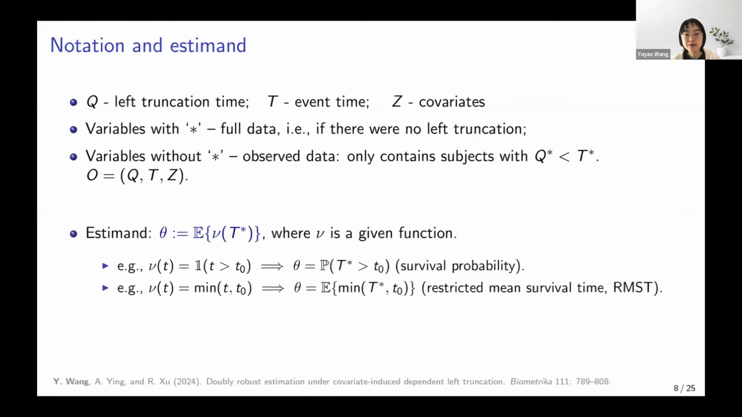And for the estimand, we focus on estimating the expectation of a transformed event time, where here nu is a given transformation. For example, when nu is the indicator function that t is greater than a fixed time point, theta is the survival probability, and when nu is the minimum of t and a fixed time point, theta is the restricted mean survival time. Both are very commonly considered estimands in the time-to-event literature.